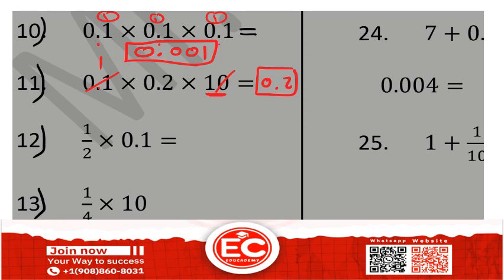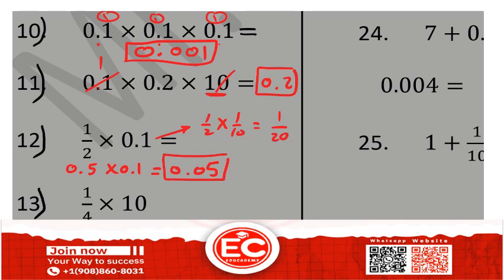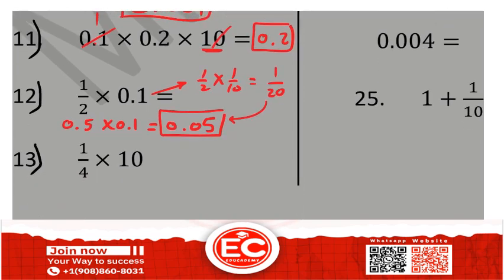In this question, you have one of two choices. Write it as 1 over 2 times 1 over 10, which is 1 over 20, or write it as 0.5 times 0.1, which is 0.05, according to the question. By the way, 1 over 20 is the same as 0.05. 1 over 4 is 0.25 times 10. So all you have to do is move the decimal one place. So it's 2.5.